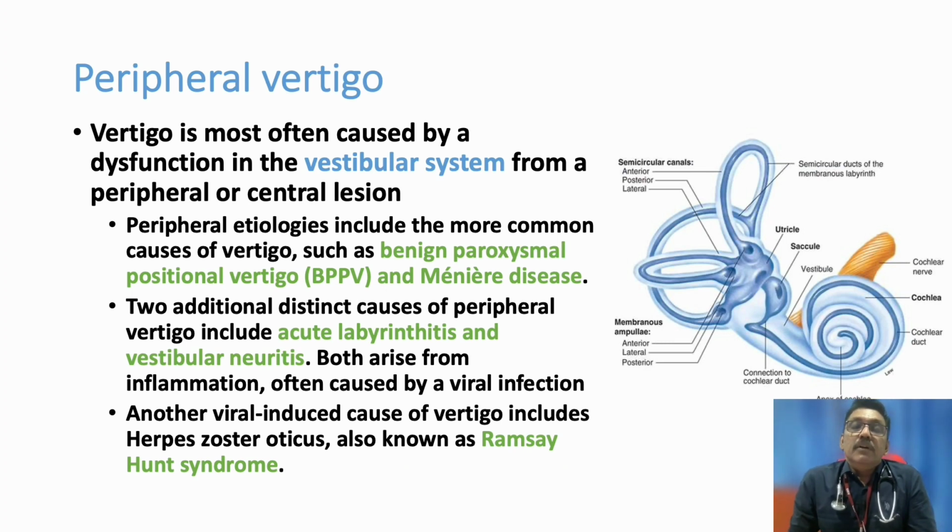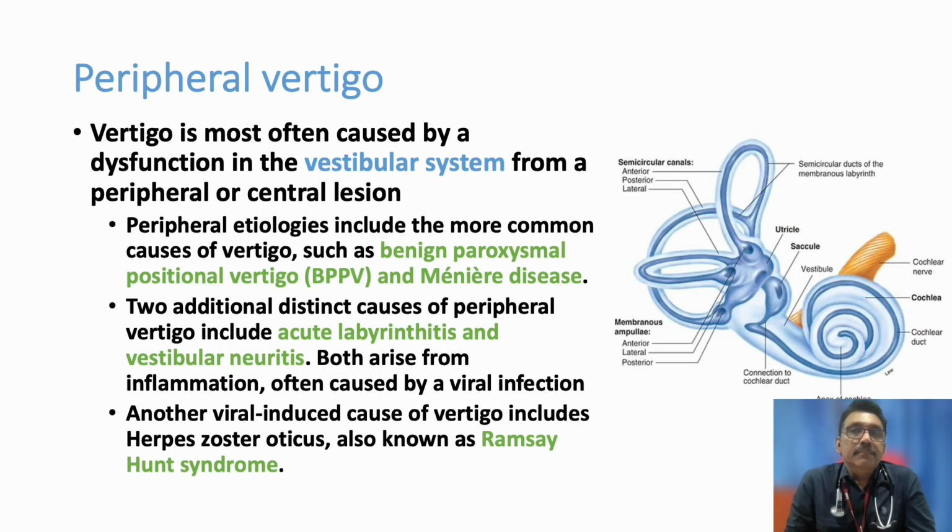When we talk about vertigo, it is classically divided into central vertigo and peripheral vertigo. Central vertigo can be due to a problem in the brainstem or cerebellum. Peripheral vertigo is due to a problem inside the ear. So there are two or three important causes for peripheral vertigo. One is benign paroxysmal positional vertigo.